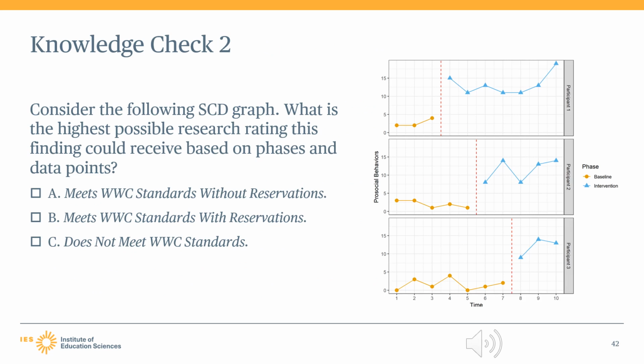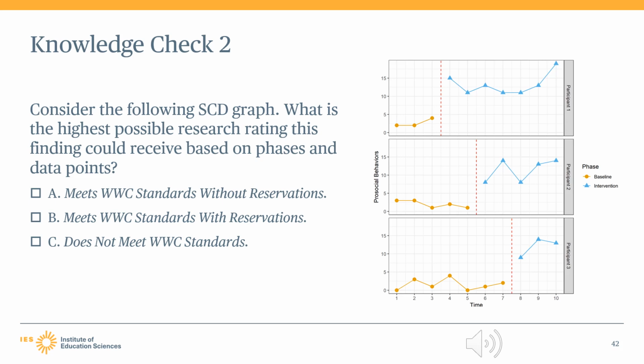Knowledge check 2. Consider the following single-case design graph. What is the highest possible research rating this finding could receive based on phases and data points? Your choices are meets WWC standards without reservations, meets WWC standards with reservations, does not meet WWC standards. You may want to pause the video now and think about your answer.